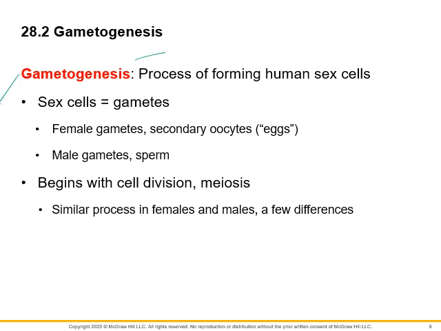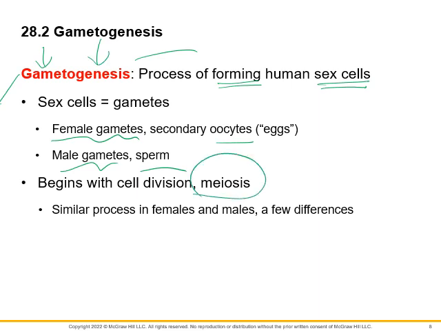Gametogenesis is this overall umbrella. So this is the process of forming human sex cells. So the whole thing, whether we're talking males or females, right? So female gametes, the oocyte, the male gametes, the sperm. So gametogenesis, hopefully we can see, to make gametes, we're going to see that meiosis is this two division process. We're going to have two separate cell division processes, and they're going to help us create these oocytes and sperm.